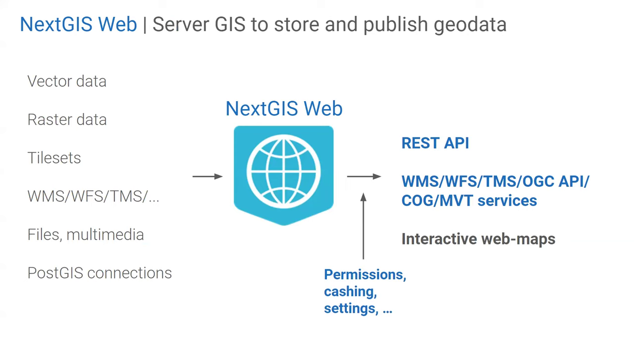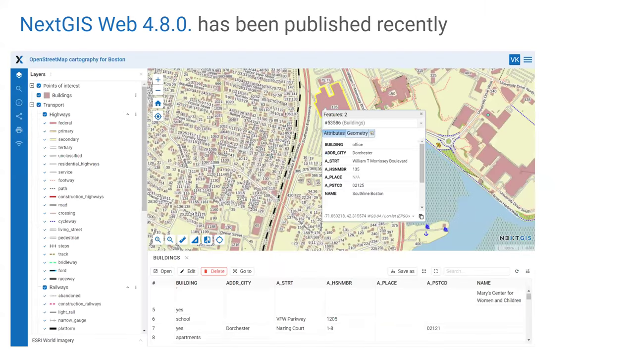NextGIS Web is our headline product, the core of the whole platform, and its main purposes are to integrate all geospatial data flows you have, including vector and raster data, tile sets, OGC connections, PostGIS databases, files and multimedia associated with locations, etc. Then to set up permissions, caching options, and other settings to this data, and then publish it via REST API, via standard protocols as raster tiles, as vector tiles, as OGC services, or as built-in interactive web maps. This platform is constantly developing and getting better and better.